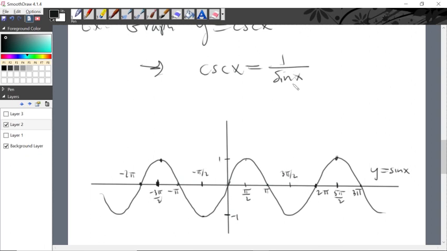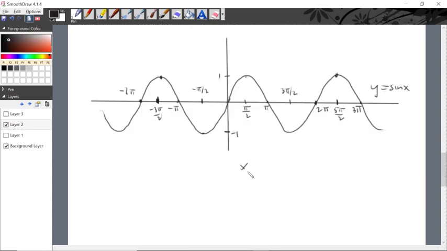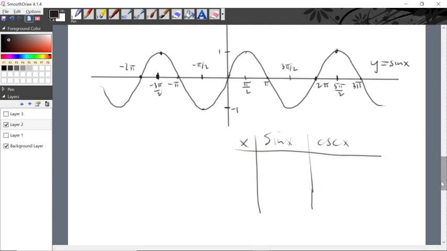If we think of the y coordinate of the sine function for a given x value, the cosecant of x is the reciprocal of that. So this is equal to 1 over y, if y equals the sine of x. Let's take a look at a table, with x versus sine of x versus cosecant of x. Let's say x is equal to pi over 2. The sine of x would equal 1, and the cosecant of x, which is 1 over the sine of x, would be 1 over 1, which is equal to 1.